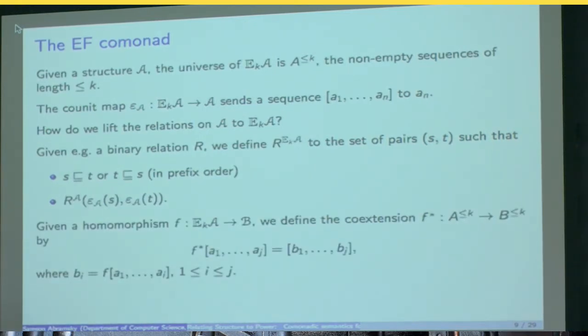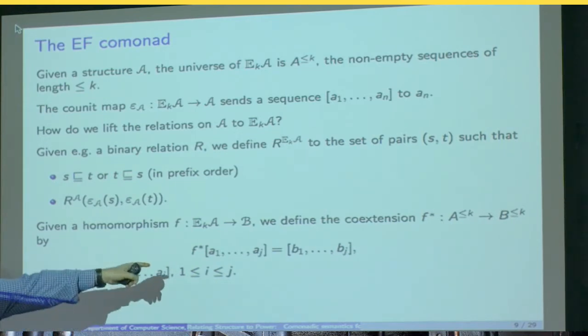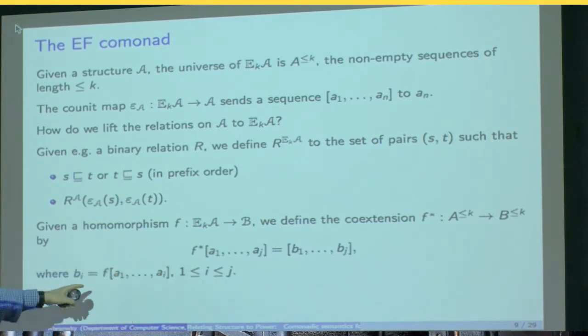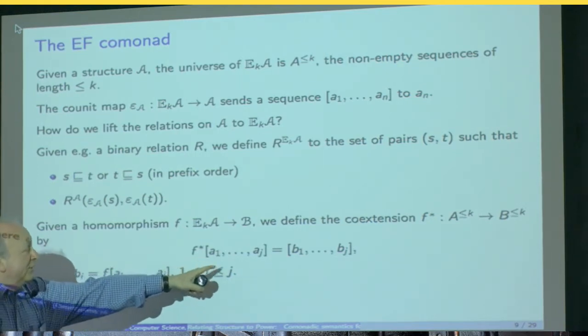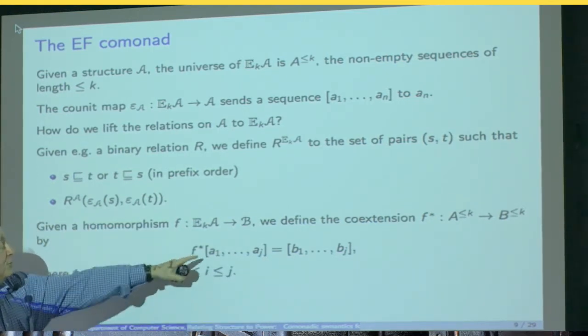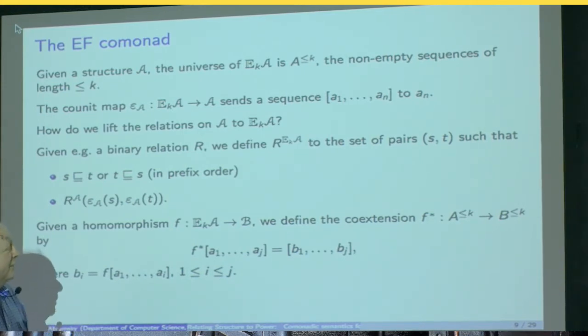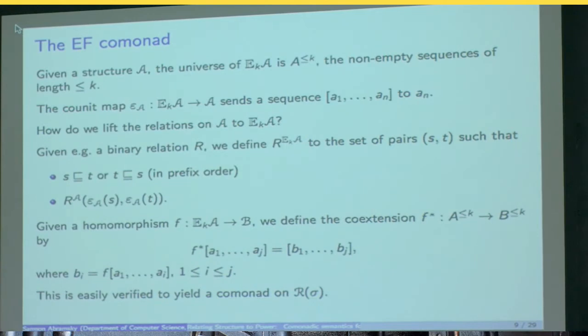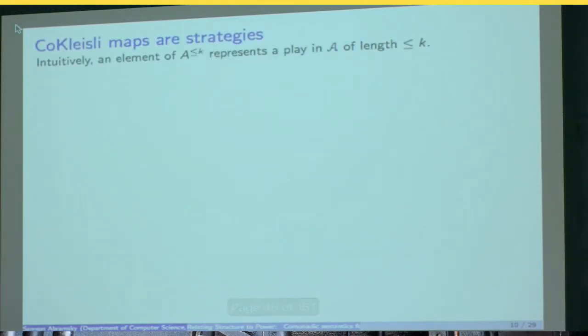And given a homomorphism, we define the coextension to simply give us, as a functional programmer would say, the list of tails, sorry, the list of prefixes of the sequence. So formally we have a list and we look at the response to the first element, and that becomes the first element of our output; our response to the first two elements becomes the second element, and so forth. And this is the Kleisli presentation of a comonad, and it's easily verified to yield a comonad here.